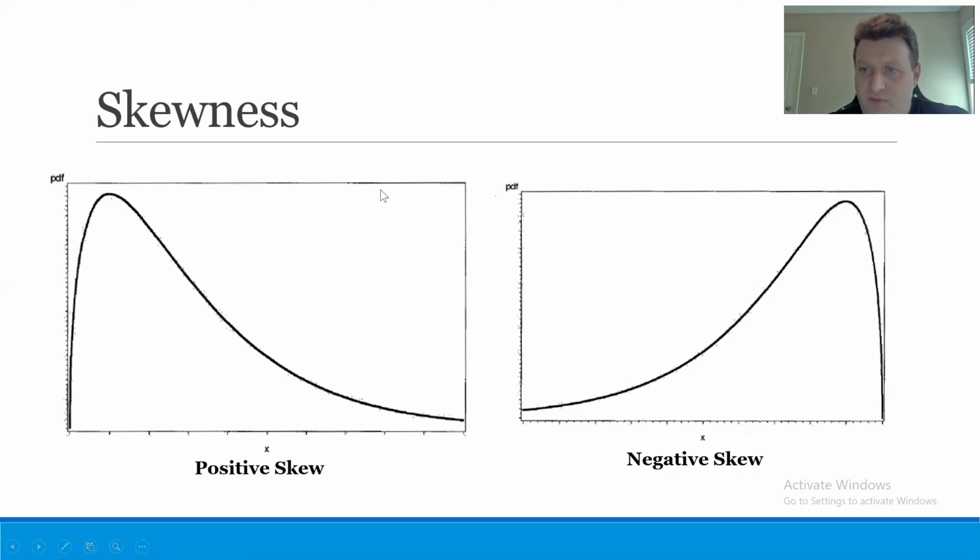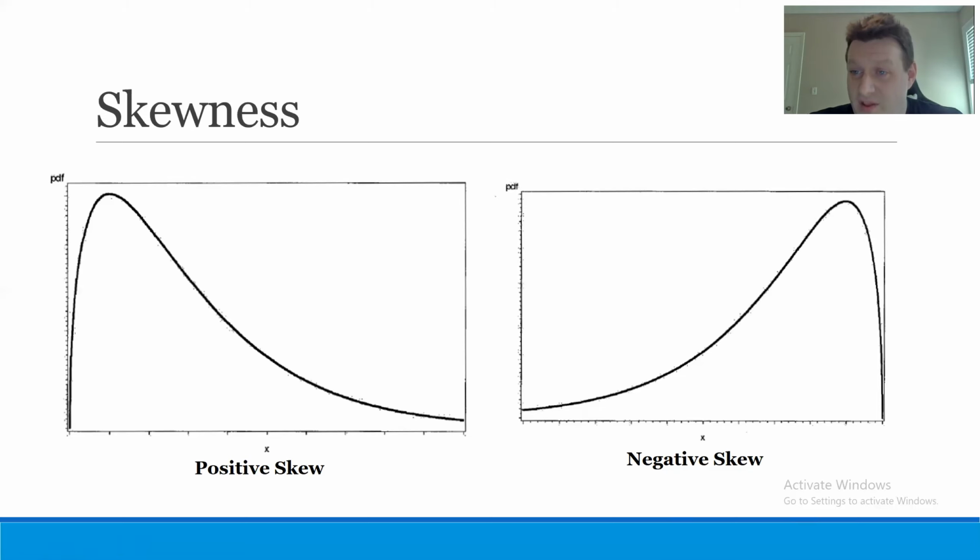This first graph is positively skewed. This data set is positively skewed because of the tail: we have a few scores that are extremely high compared to the mean. For our graph to the right here, we have negative skew. We've got some values that are much lower than the mean. We have some outliers to the left of the distribution.